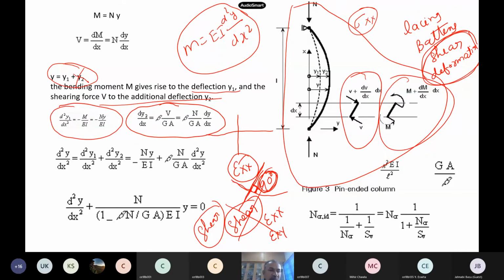So have you heard of Timoshenko beam theory? No, sir. What is the Timoshenko beam theory? Now, what does that theory say?